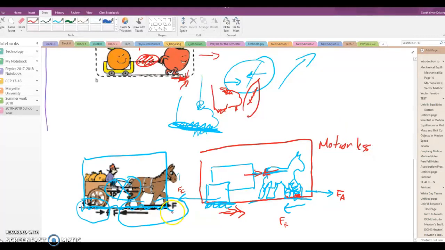Now this one, notice down here, we have these two sets of arrows. The force the ground pushing back up is greater than the force of friction applied by the cart, the force of the ground pushing on the cart. This is what actually allows the cart to move, not this.